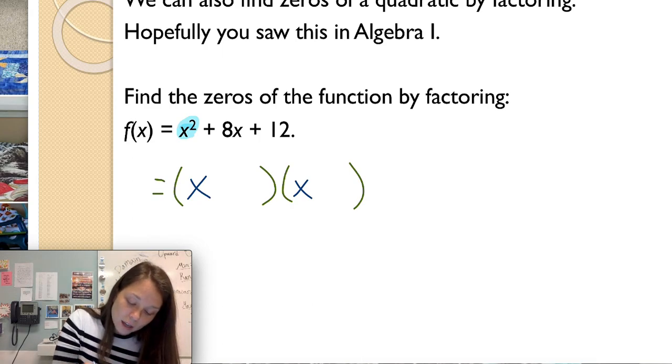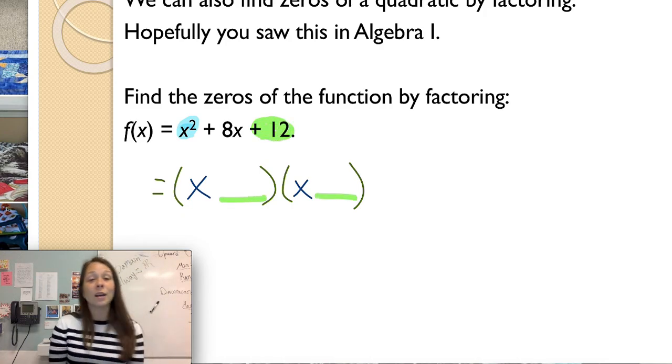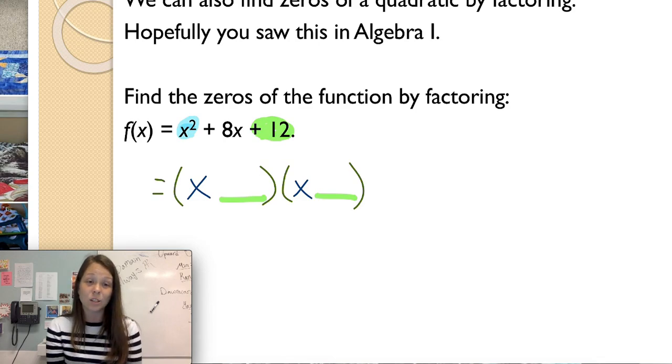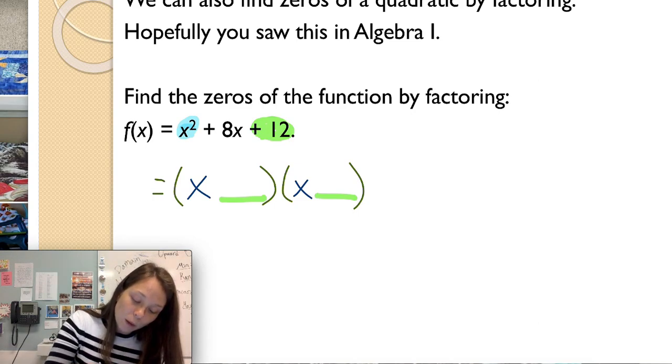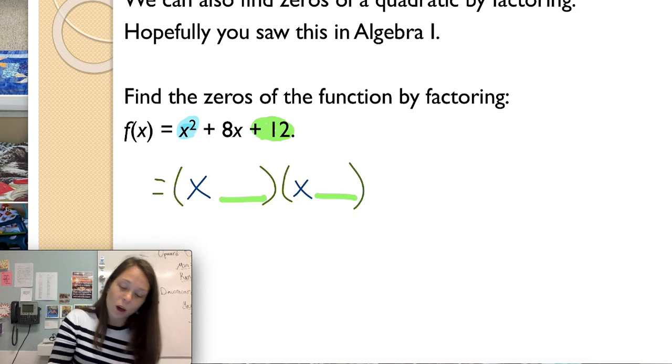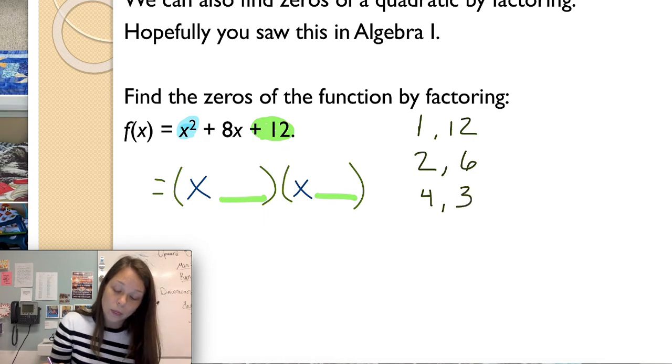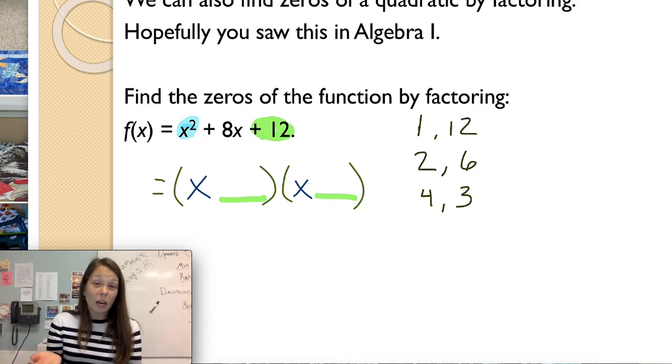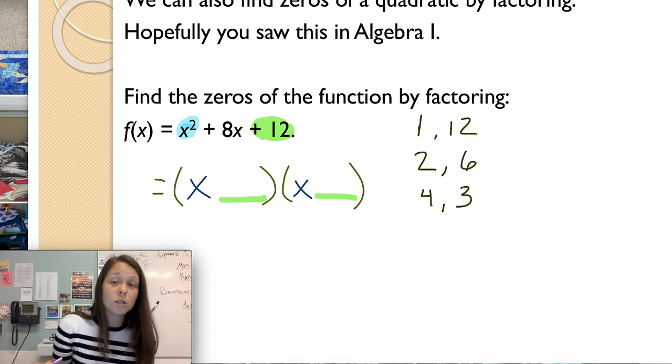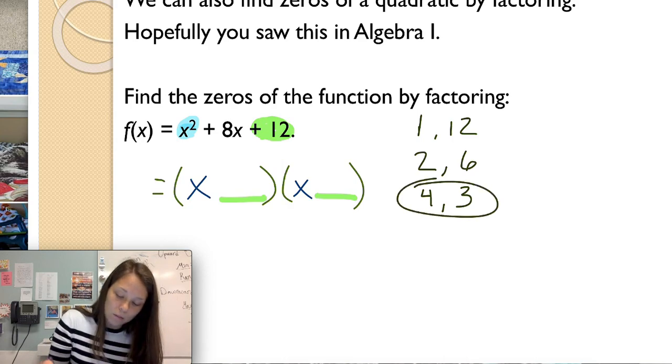From there, I need to think about the plus 12 on the end. Whatever I fill in, being added to each of these x's in each set of parentheses, needs to multiply to give me 12. So what are two numbers that multiply to give 12? I could have positive 1 and 12, positive 2 and 6, or positive 4 and 3. Let's do a little trial and error and test it out. I'm going to start with 4 and 3, so plus 4 and plus 3.